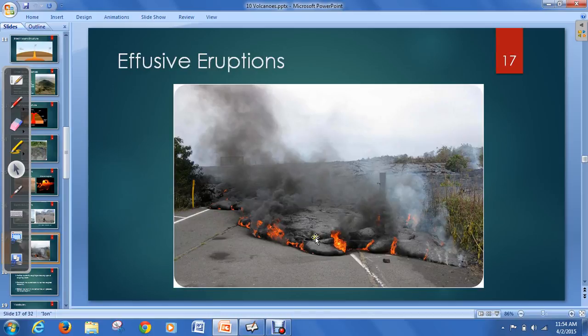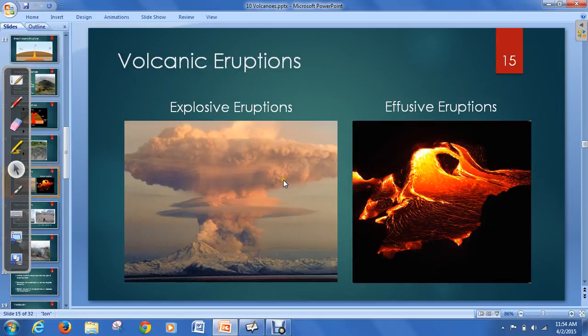All right, so that's all we want to cover for this podcast. So we looked at the different ways we can get volcanoes. We looked at the different types of volcanoes that we can generate, and then we looked at the different types of eruptions that we can get. Okay, so hopefully that makes sense.